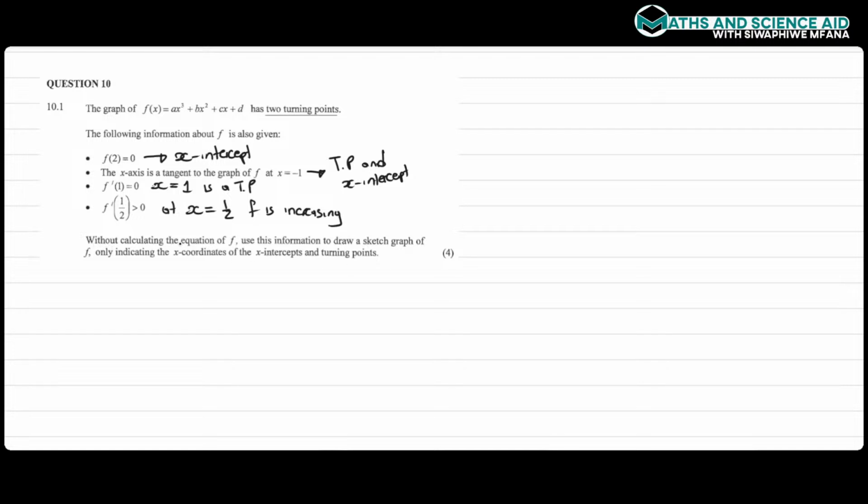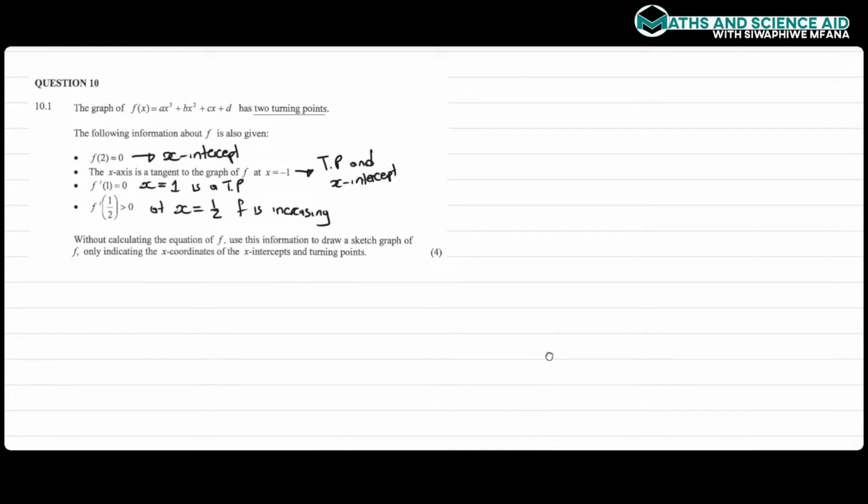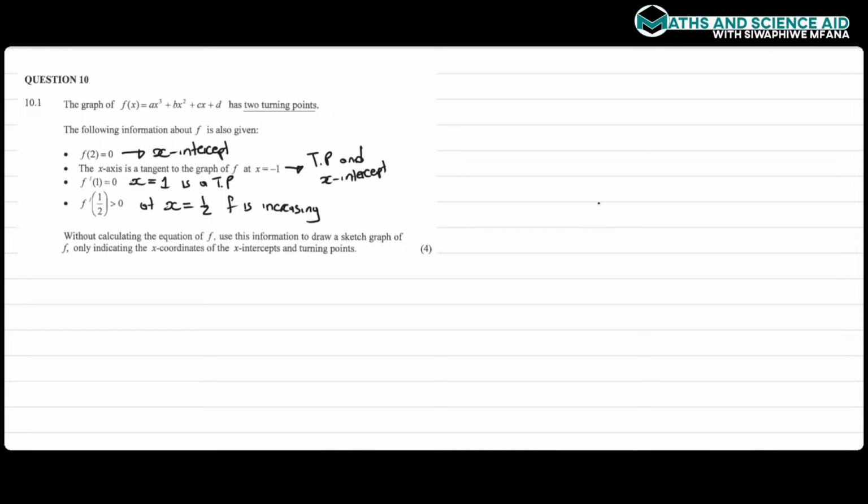They say without calculating the equation of f, use this information to draw a sketch graph of f, only indicating the x-coordinates of the x-intercepts and the turning points. Wow, very interesting question. So let us draw the Cartesian plane and use our interpretation of the information given here to sketch this graph. Okay, so here's our Cartesian plane. Those are our y-axis and these are our x-axis.